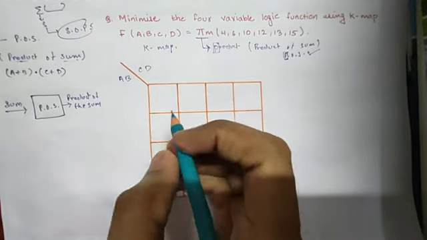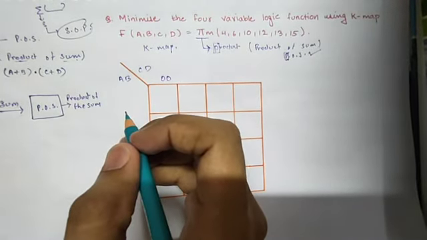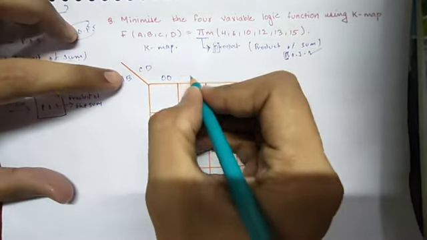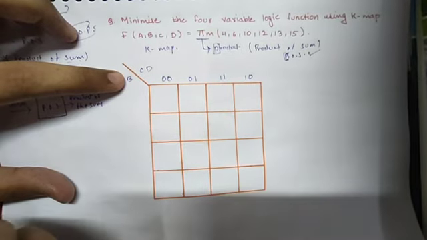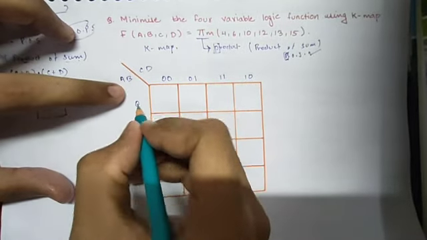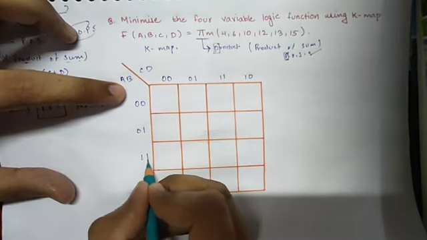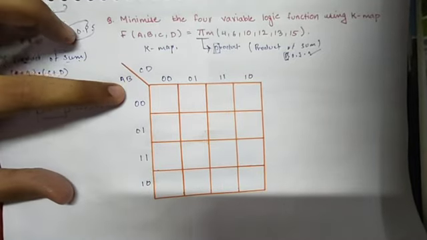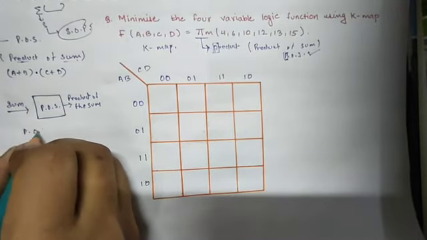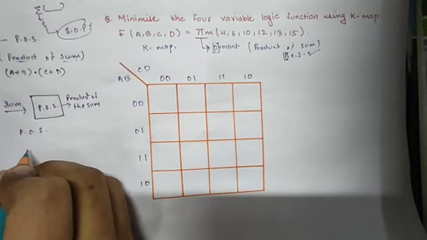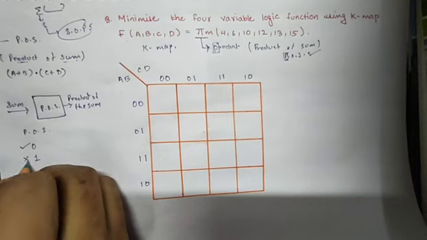You have to write here 0 0. It is already defined that we have to write 0 0, 0 1, 1 1 and 1 0. Here we are going to write the same thing in the same pattern: first 0 0, second 0 1, third 1 1, and the fourth 1 0. And I have already told you, in the case of POS, we give priority to 0, not to 1. We give priority to 0 and we do not give priority to 1.